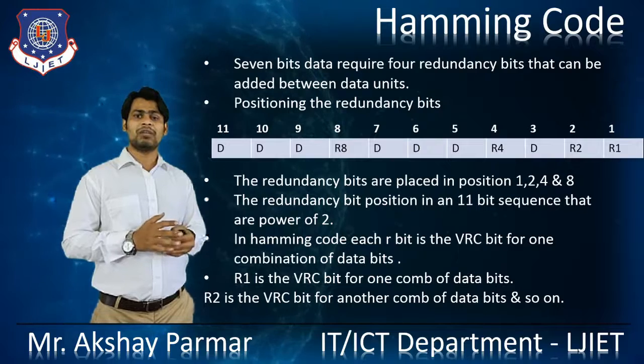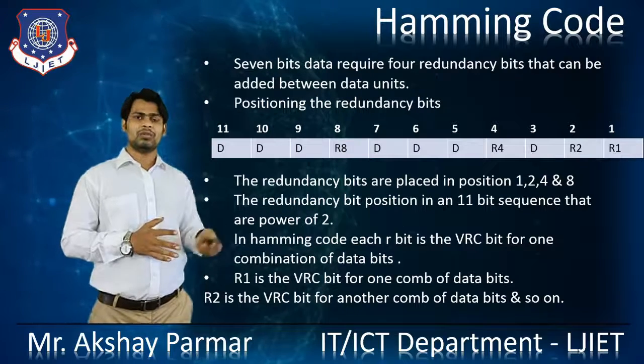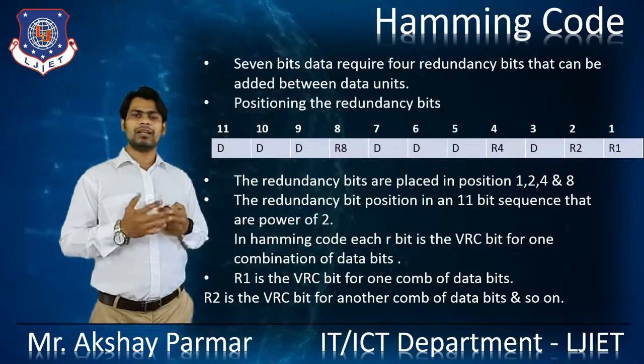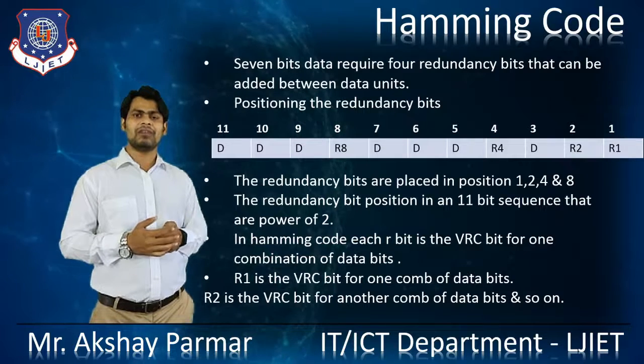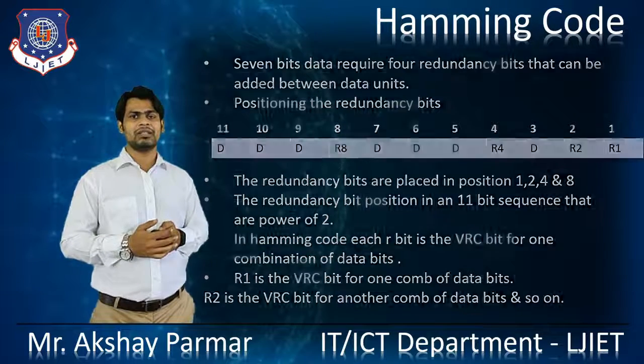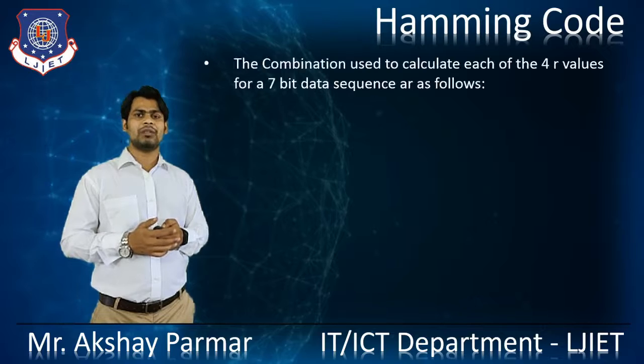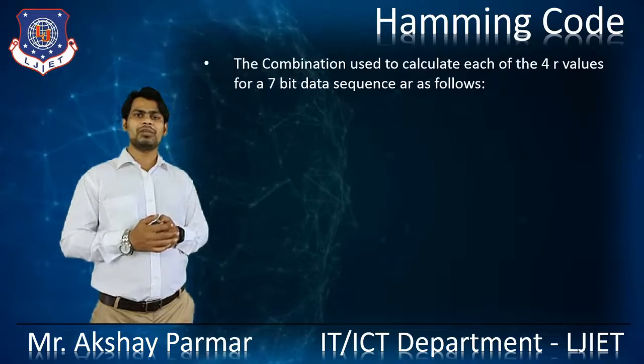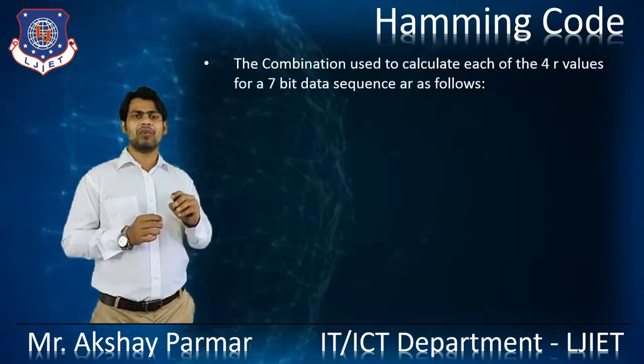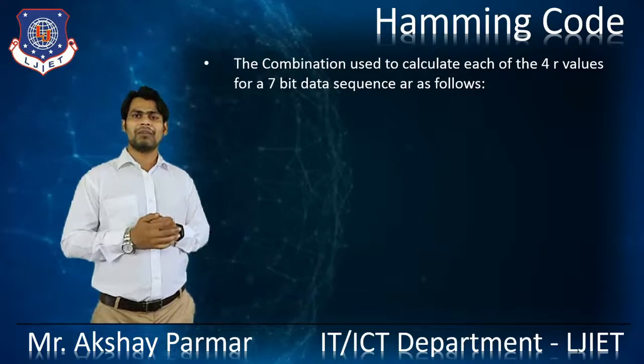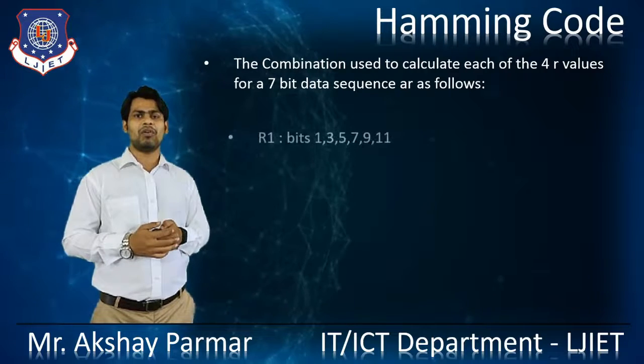R4 is another combination of the VRC data bits, and so on, right? So the redundant bit is the VRC of a combination of the data bits. Let's see how it's working. The combination used to calculate each of the 4 R values for the 7-bit data sequence is as follows.